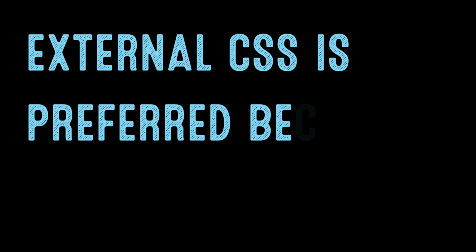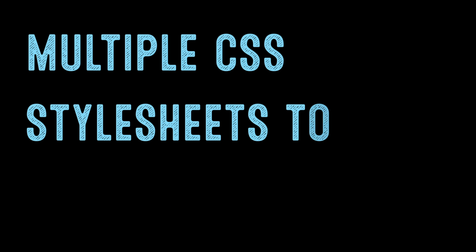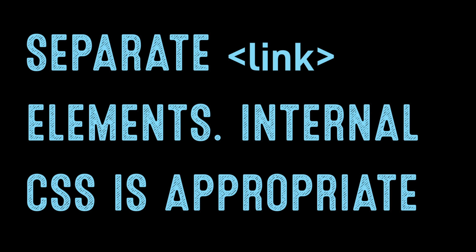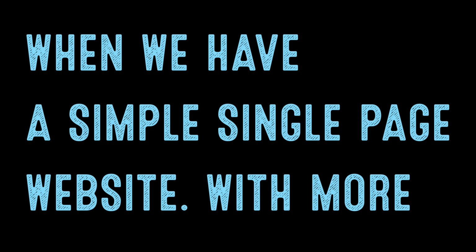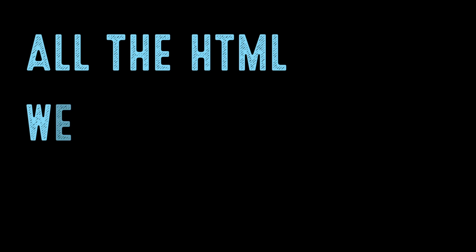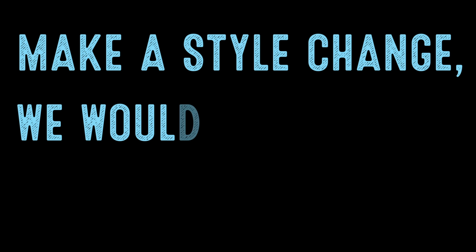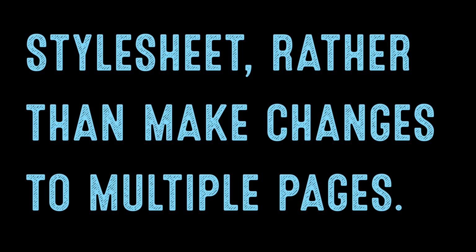External CSS is preferred because the goal is to separate content from appearance. Also, we can link multiple CSS style sheets to our HTML page via separate link elements. Internal CSS is appropriate when we have a simple single web page site. With more pages, an external CSS style sheet can control the look of all the HTML web pages in a site. When we want to make a style change, we would only have to adjust the style sheet rather than make changes to multiple pages.